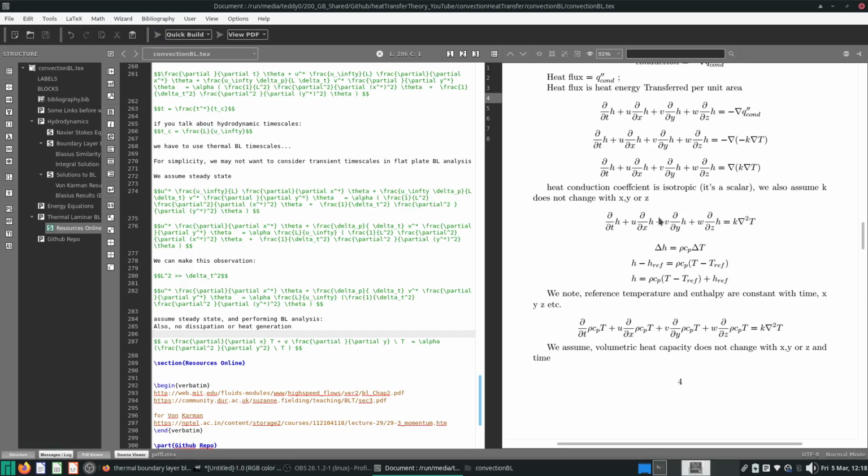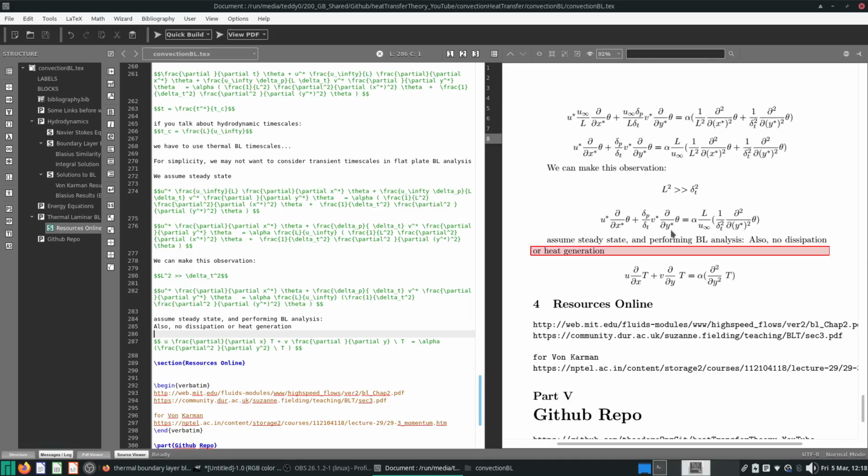And that's it for this boundary layer analysis. You can do it pretty intuitively. So we'll just leave it as such here, and in the next video we will talk about some ways to solve this equation.